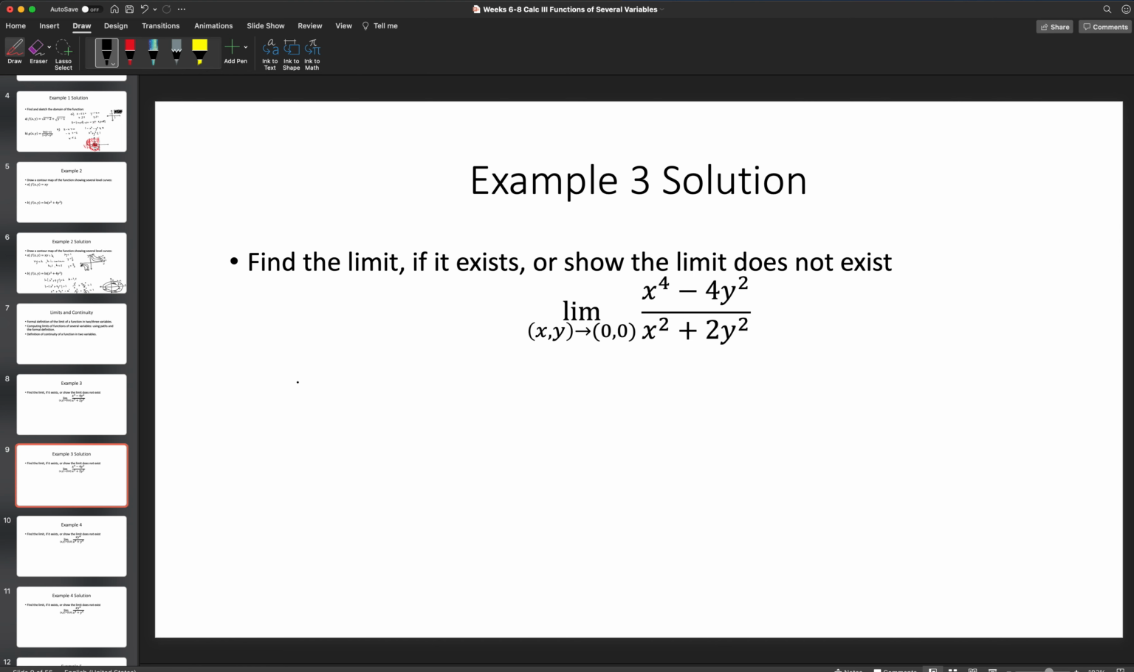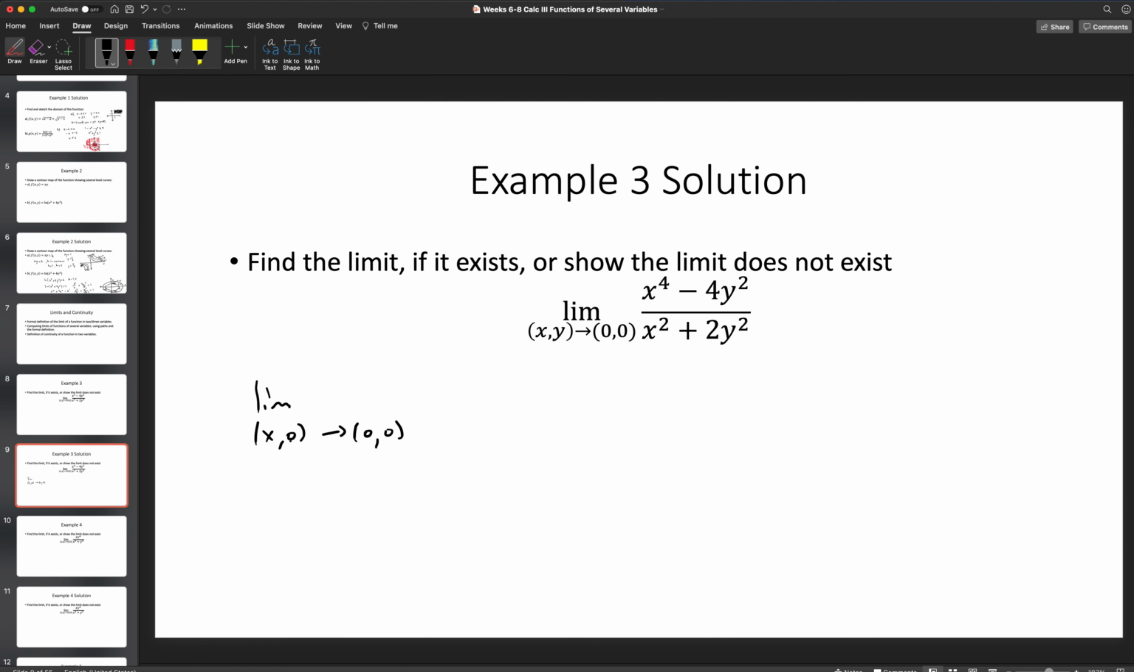But what we can do is we can choose a path and evaluate the function along the path. And if we find that the limits along 2 different paths that we take are different, then the limit might not exist. Alternatively, if they do coincide, then the limit could exist. So let's choose this path.